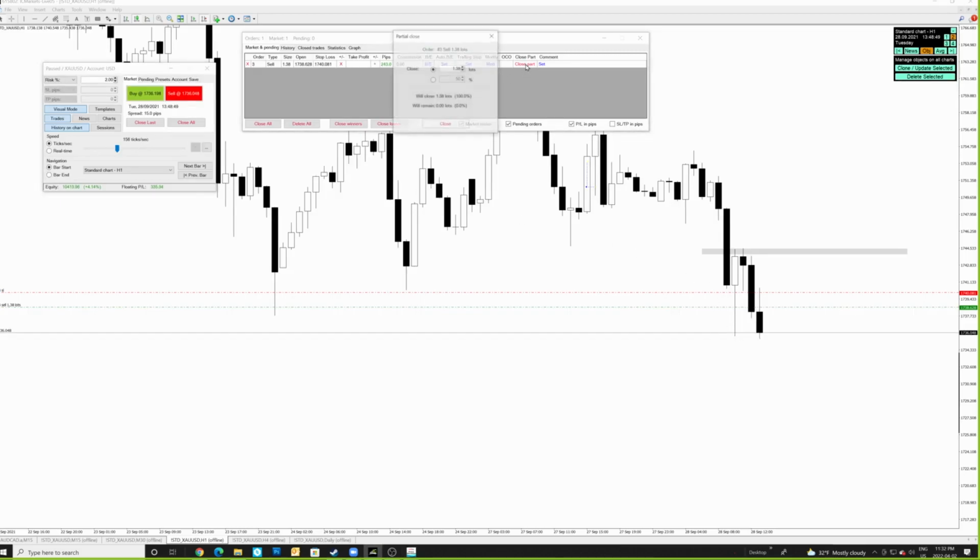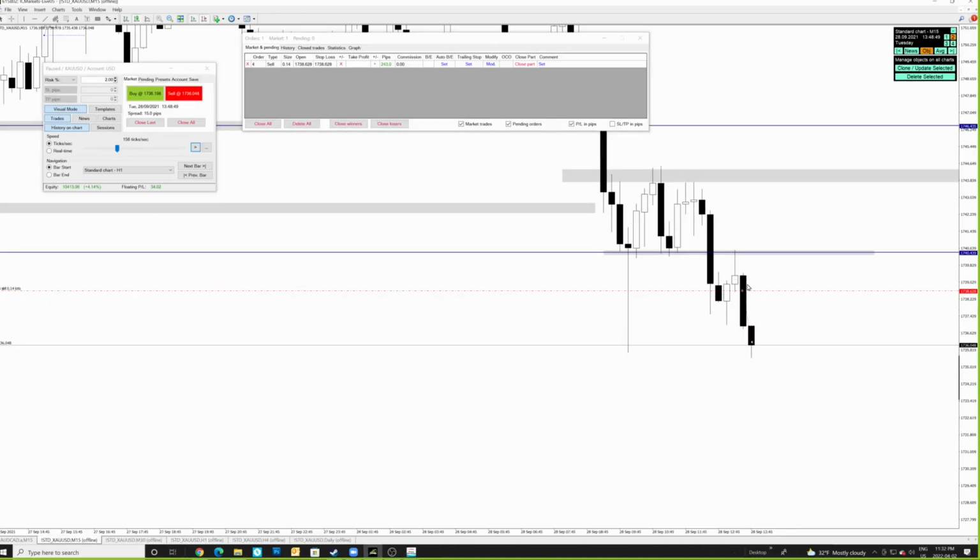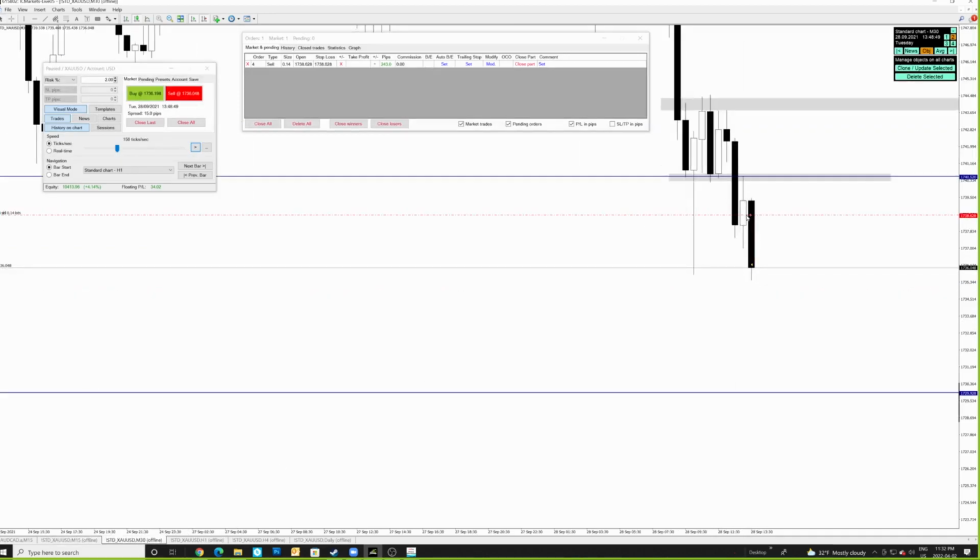So this is the point to close partials, 90%, and leave the rest running. So the entry was taken on the 15-minute time frame. Stop was kept above this candle, but a few pips above here as well. The 30-minute candle as well, we've broken below the low. It's a free trade at this point.